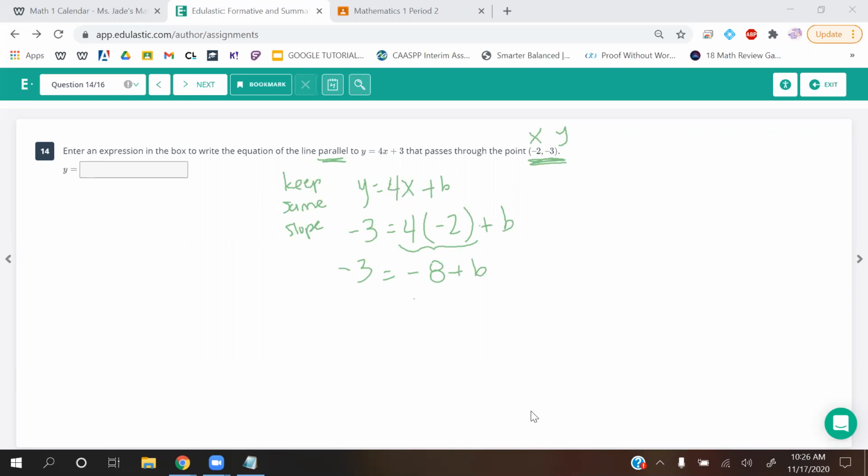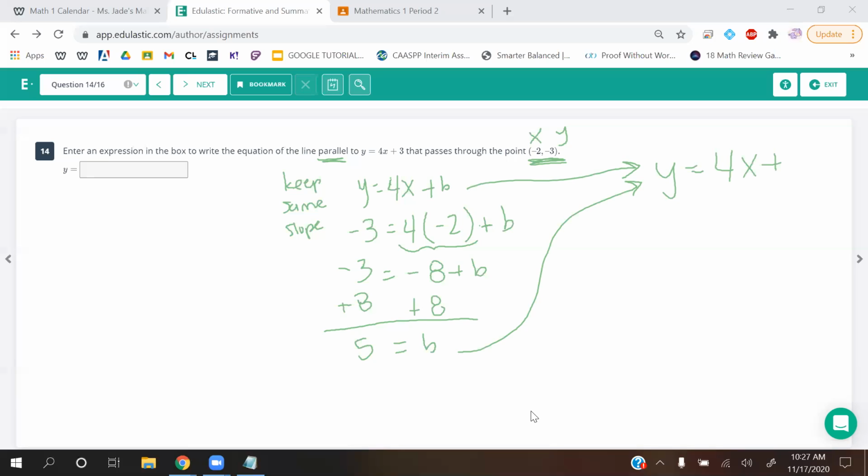And then to solve for b, we're going to add 8 on both sides to get the b by itself, which will give us -3 plus 8 is 5. And so 5 is equal to b. But we're not just going to enter the number 5 in here. Remember, we want to write the entire equation. Here was the start of our equation, and now we know what b is. So we're going to put that together. y is equal to 4x plus, we now know our b is 5. So y is equal to 4x plus 5.